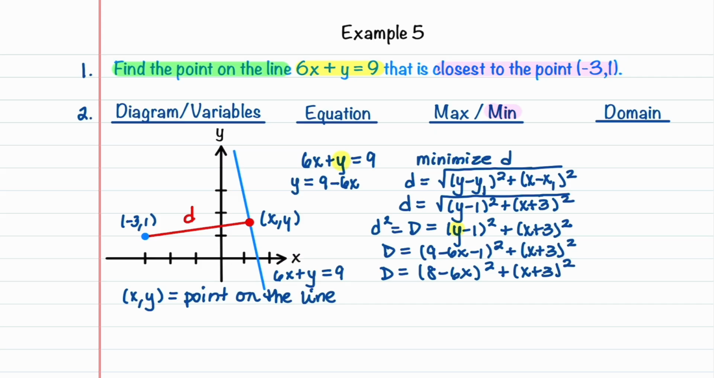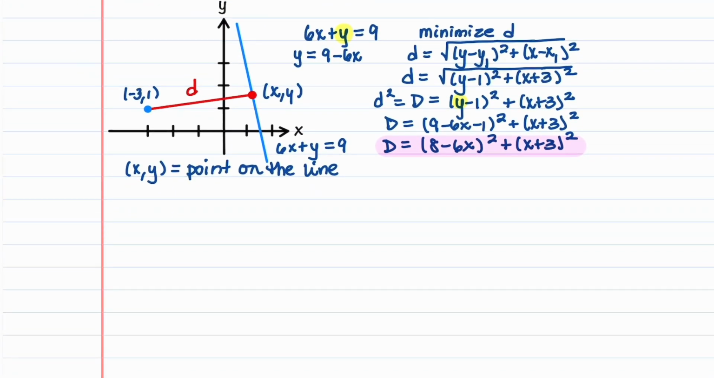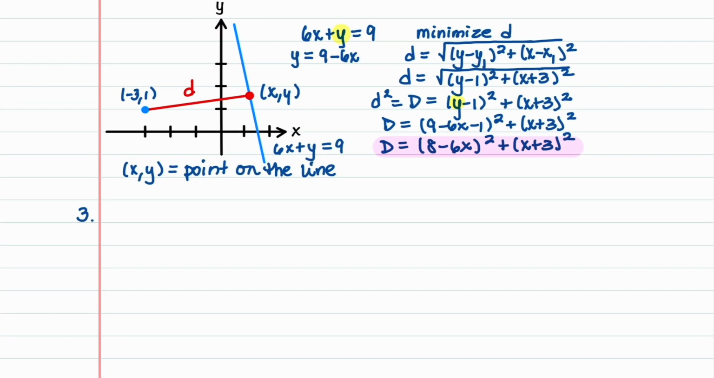The other piece of information that we need to fill in for this problem is the domain, but I'm going to hold off doing that until after we complete step 3. Now we're all set to go on to step 3. I'm going to highlight this because we're going to need that. Our third step is to find the critical values of our function capital D, so we need to take the derivative and set it equal to 0. I'm going to go ahead and recopy what we have. D is 8 minus 6x squared plus x plus 3 squared.